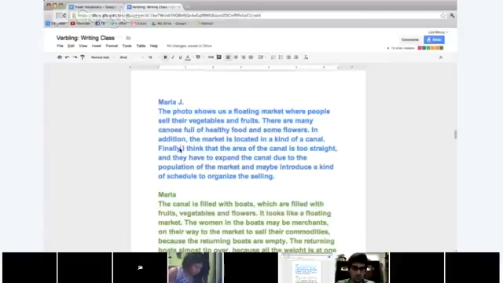Finally, you could say river or canal, but it's more like a canal because it's just small there. Finally, I think the area of the canal is too... I think you mean narrow. And they have to expand the canal, or you could say they have to widen it. Widen the canal due to the population of the market, and maybe introduce a kind of schedule to organize the selling. Okay. Yeah, because it's a mess.